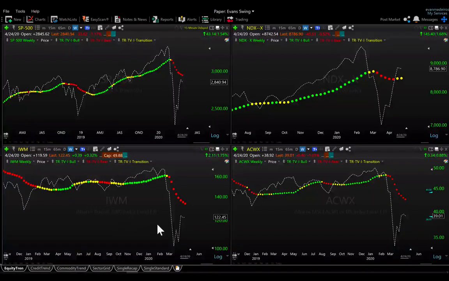Down here on the bottom left, Russell 2000 now, if we look here, you can see, again, we still have a good amount of distance between the downtrend line and where price is. So on a relative basis this is certainly underperforming.